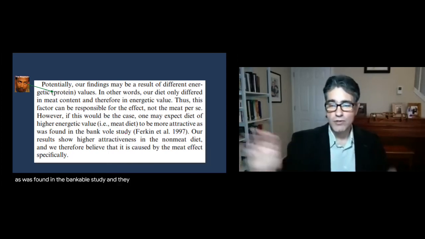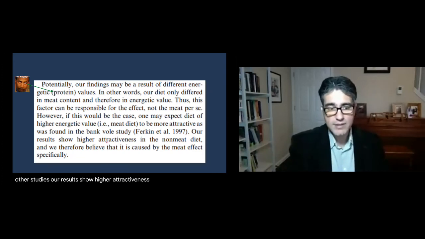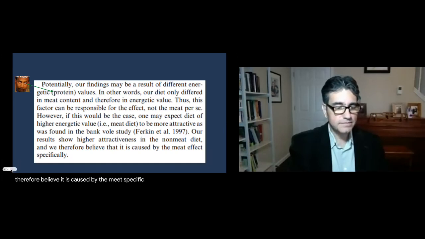And this is where they converse with other studies. Our results show higher attractiveness in the non-meat diet. We therefore believe it is caused by the meat specifically.